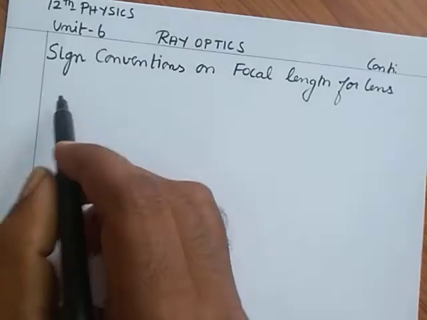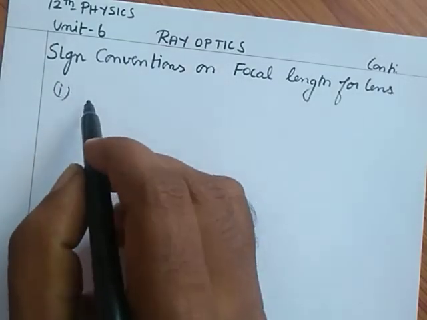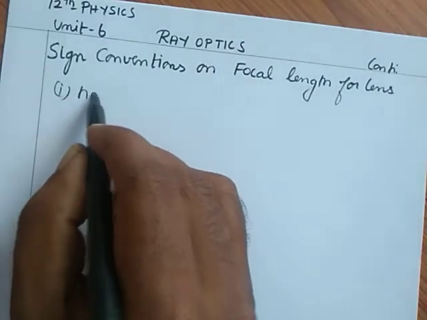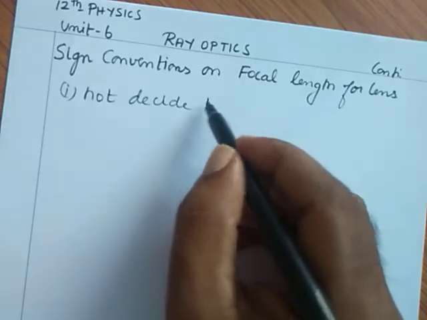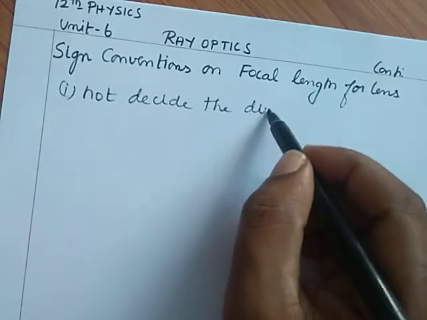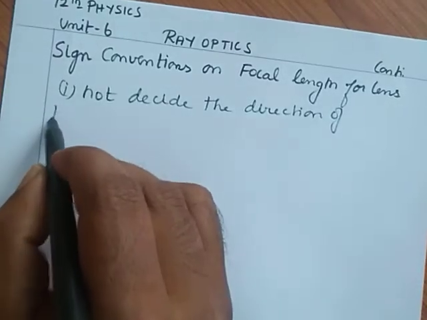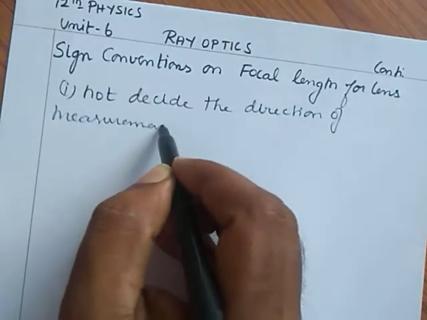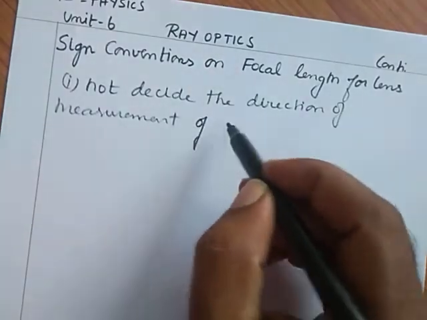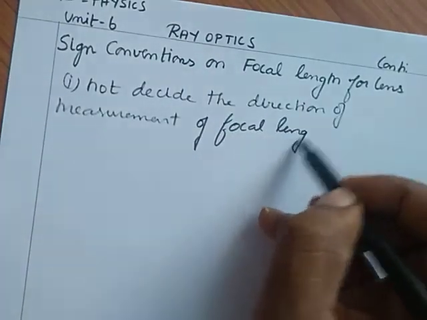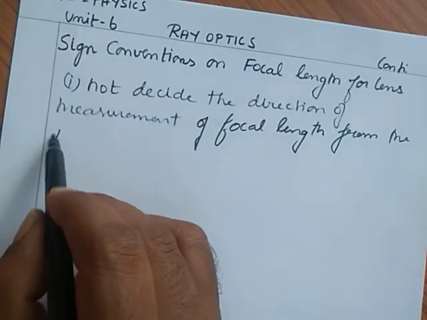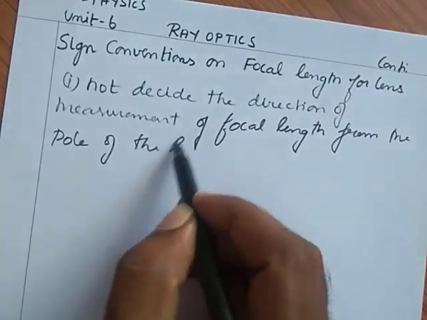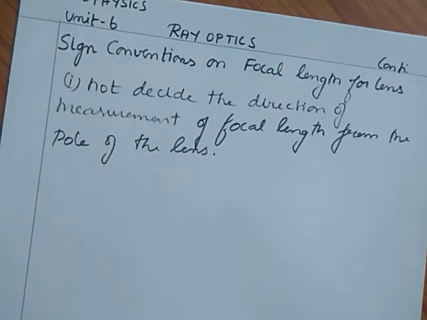The first one: the sign of the focal length is not decided by the direction of measurement of focal length from the pole of the spherical surface or pole of the lens, because there are two focal lengths, one at the right and another at the left.